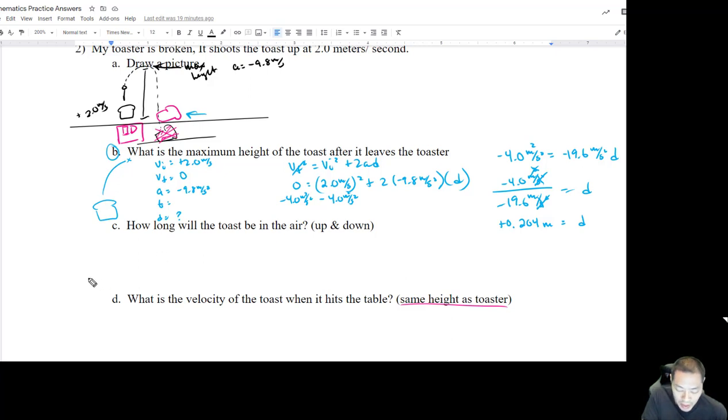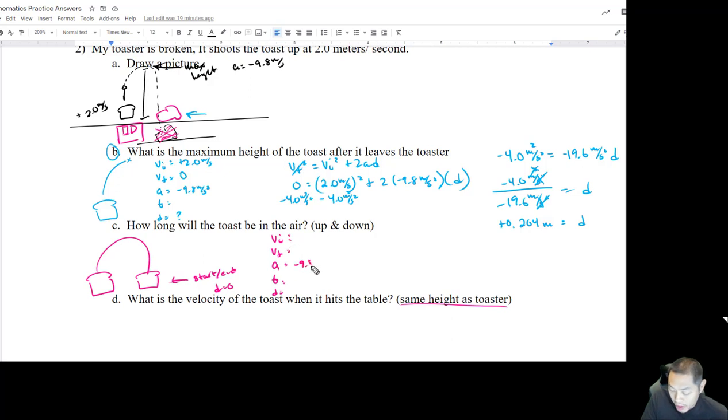So if we go now, this problem is going to start here and end here. That means its displacement is 0. So now we have a different problem. Instead of going to here, now we're going all the way back down. VI, VF, A, T, D.